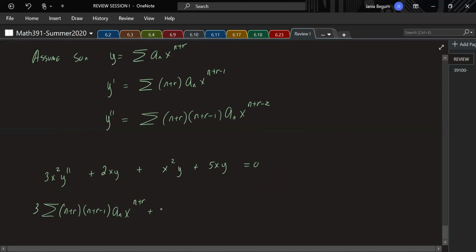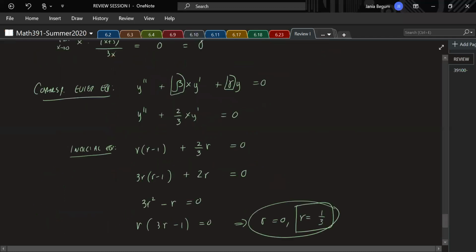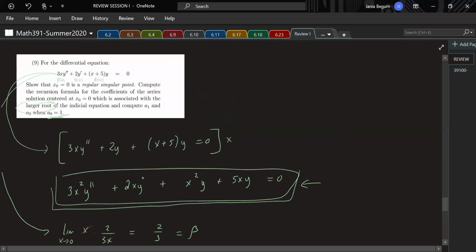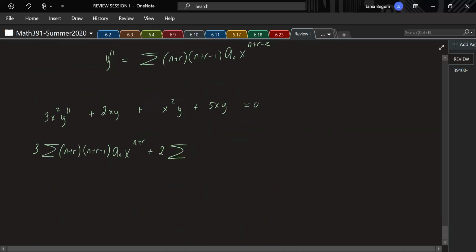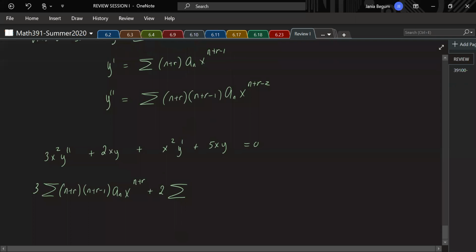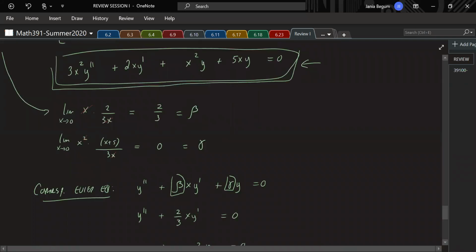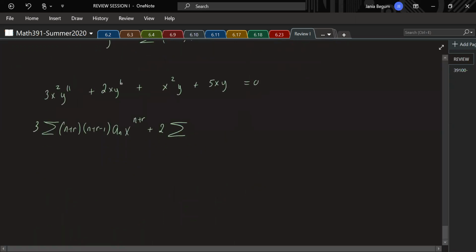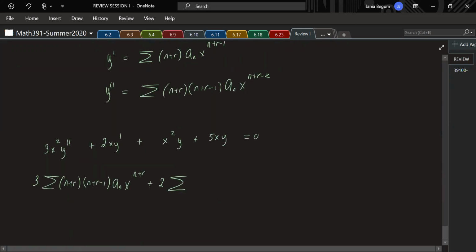And then for the second one, we have 2 times the sum. Oh, I think I made a mistake. Hold on. Yeah, it should be y prime. And then the last 2's are y. Okay, good. Sorry, not that one. It should be this one right here. Okay, well, now it makes sense.